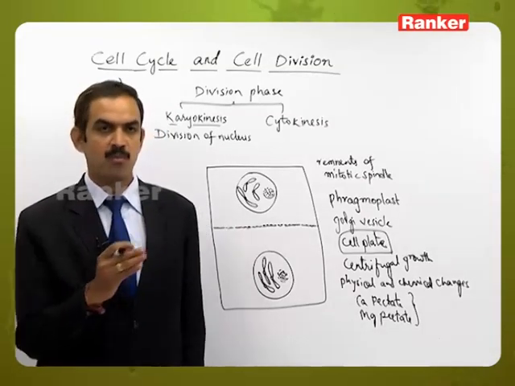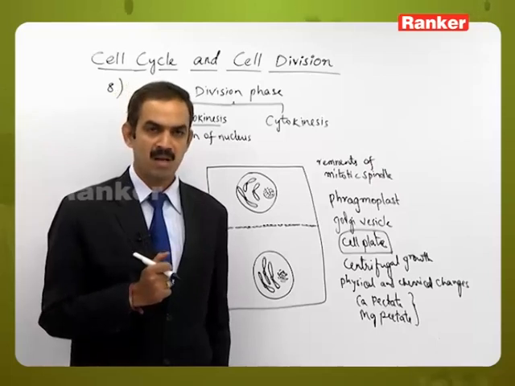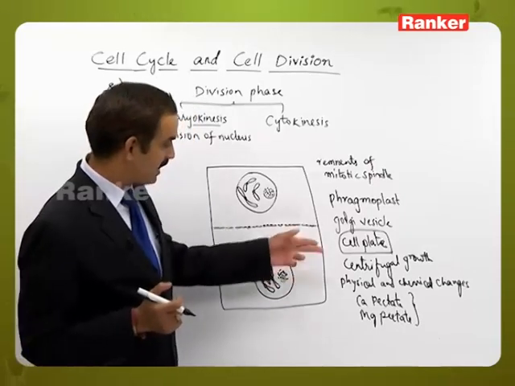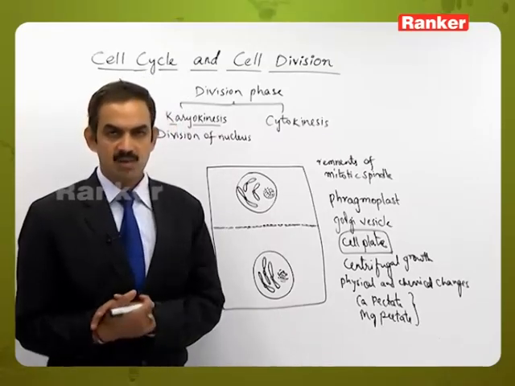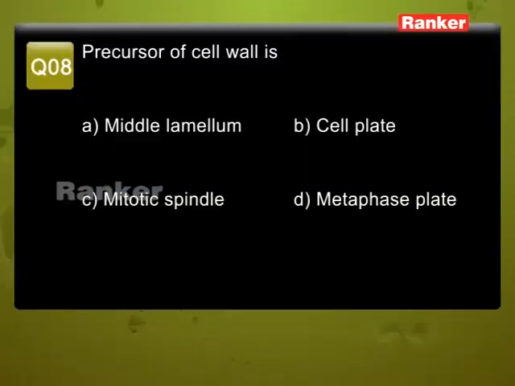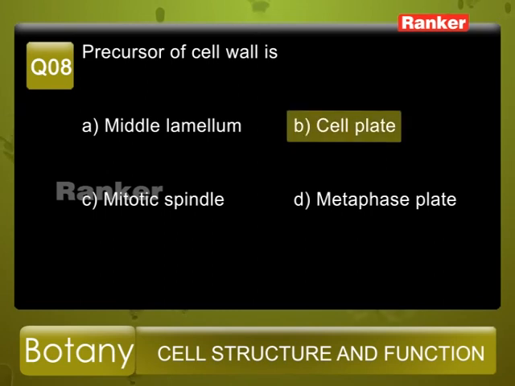That means the cell wall formation will start with the middle lamellum, and the precursor to that, the structure that has been formed, is the cell plate. The precursor of the cell wall is the cell plate. So, from the given options, option B is the correct answer.